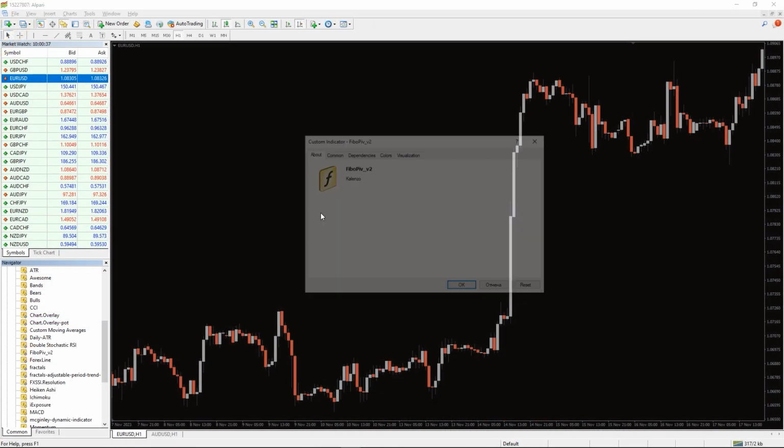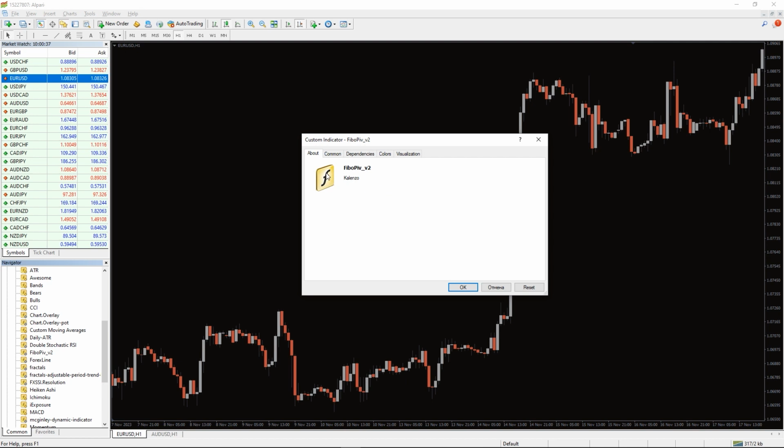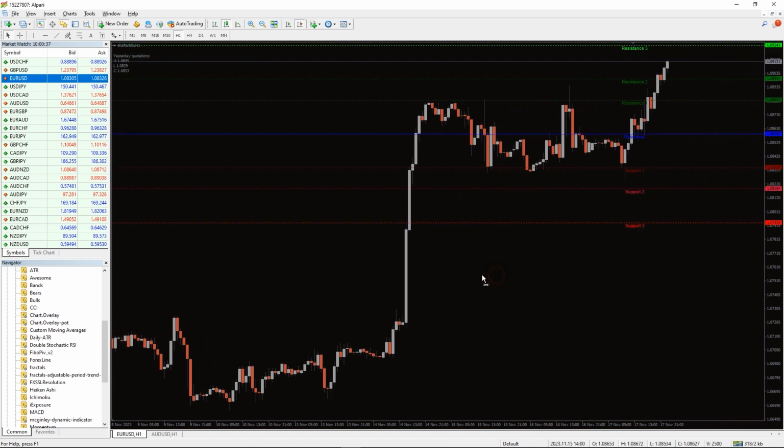To run this indicator, simply drag the FiboPiv V2 indicator from the indicator list to your MT4 chart, and please don't forget to click on the load imports in a settings window.